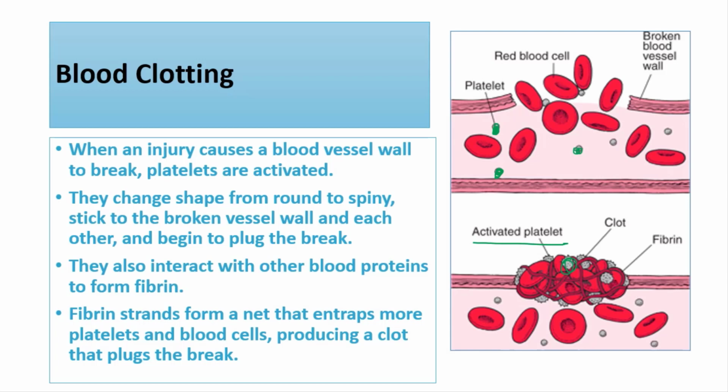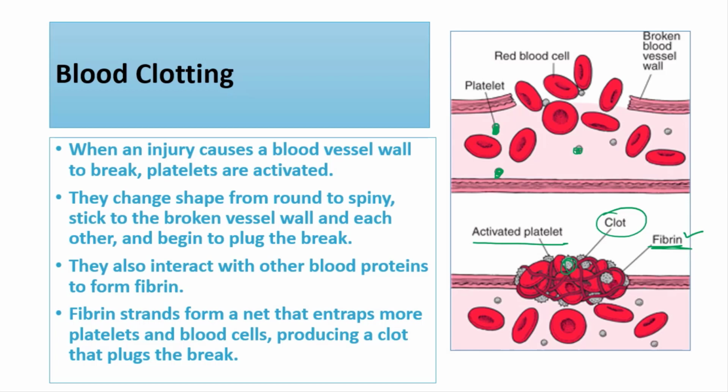What is going to happen is they are going to stick to the broken wall of the blood vessels, and they're going to stick to each other and start to plug. At the same time, they're also going to interact with some other blood protein, which helps in the formation of the mesh-like structure that I showed you earlier. It's called fibrin, and the fibrin is going to form the network or mesh that traps all the other blood cells, and they form a clot that plugs the break. So that's how blood clotting occurs.